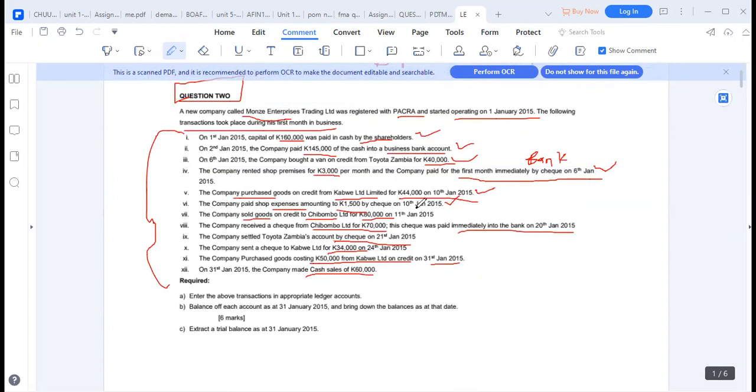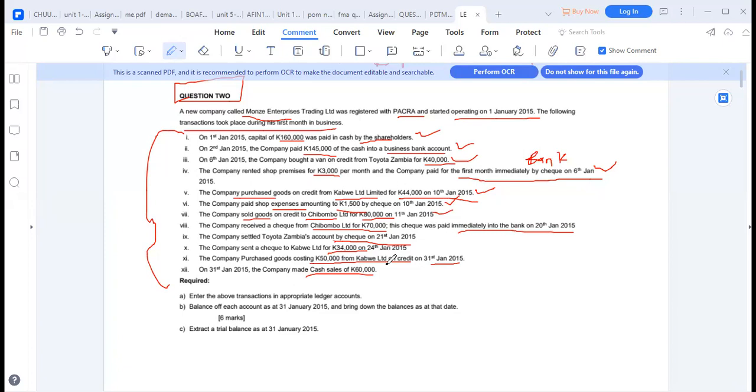Then we go to the other one. The company received a check from Chivombo for Collins. Hello? Yes, please. Okay, you can go ahead and ask questions. All right. Sorry to take you back, but could you kindly explain to me what you did for the third one?